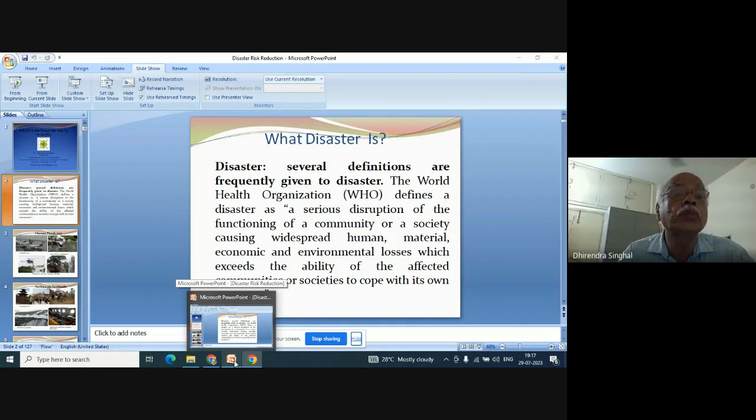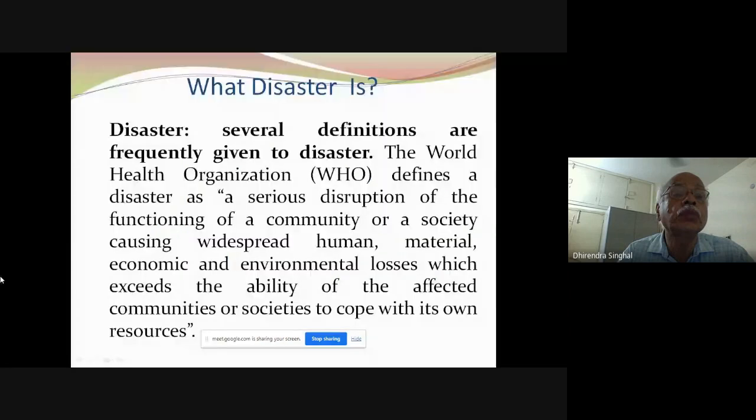A serious disruption of functioning of a community or a society causing widespread human, material, economic, and environmental losses, which exceeds the ability of the affected community or society to cope with its own resources. There are actually many definitions, and I have taken this one because whichever definition you take, it will always include human, material, economic, and environmental losses that exceed the ability of the affected communities or societies to cope with their own resources.